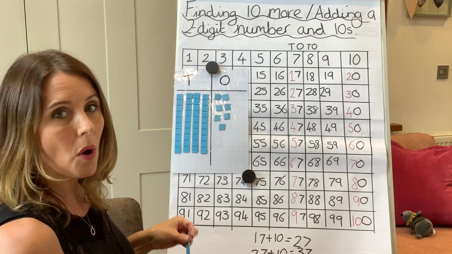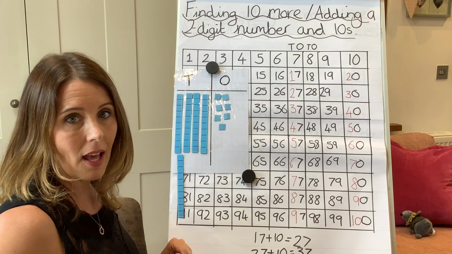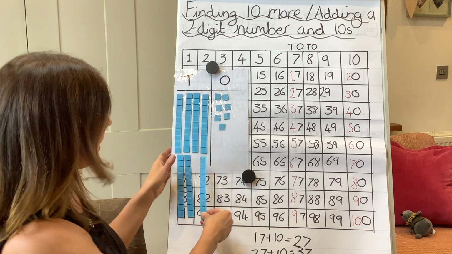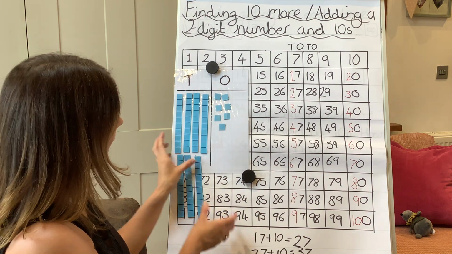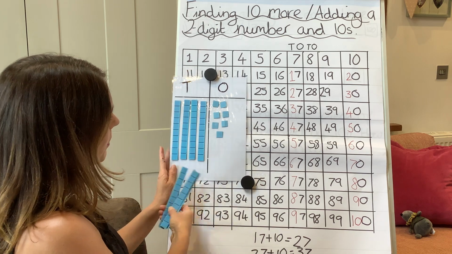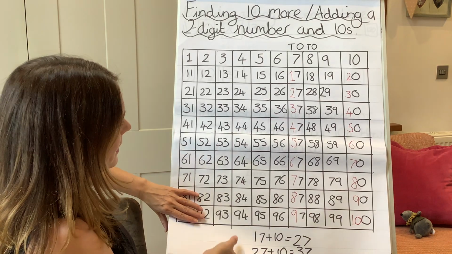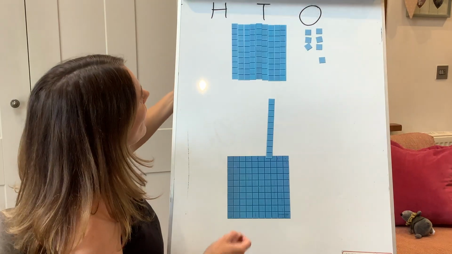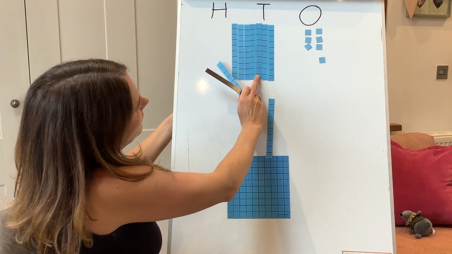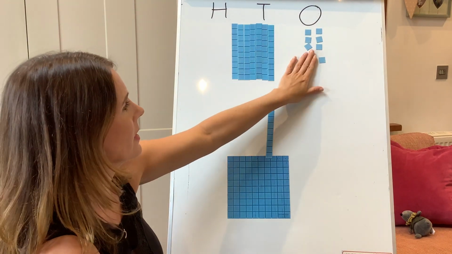Add on 10 more, what's that going to be? 57. Add on another 10, what's that going to be? 67, and then 77. Okay, now if we kept going with this, we would come up to a number above 77. And if we look here, we have got 10, 20, 30, 40, 50, 60, 70, 7 1s, 77.